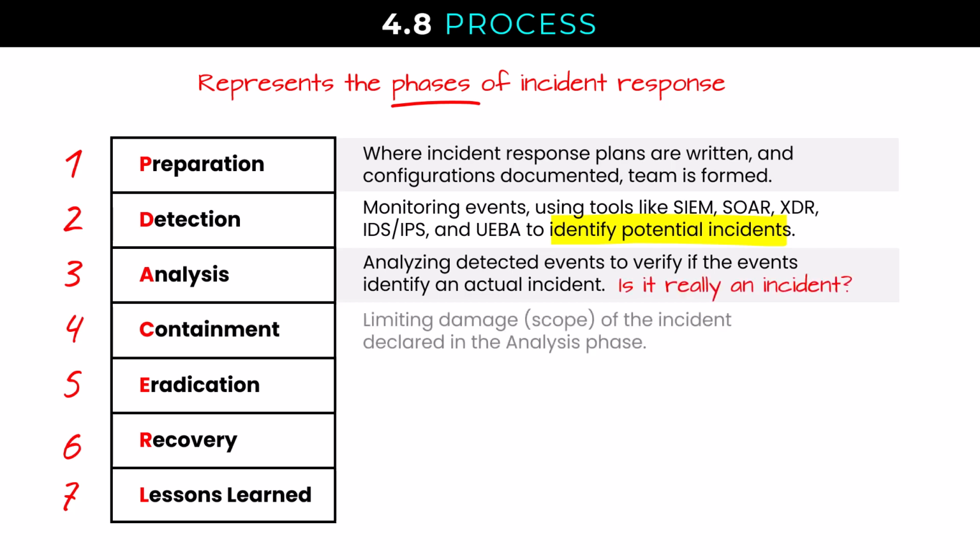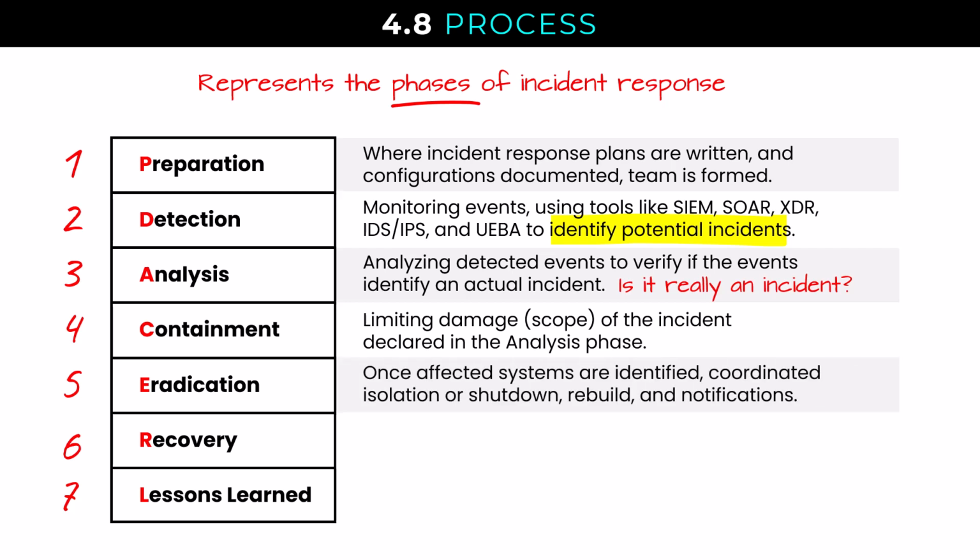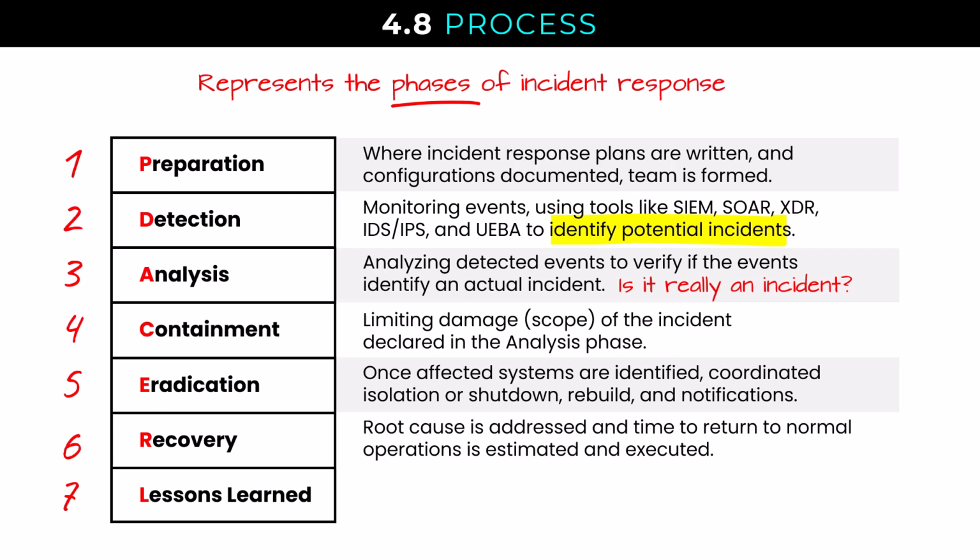In phase 4, containment, we are limiting the damage. We're reducing the scope of the incident declared in the analysis phase. Key point there, it's really in analysis that we declare, yes, this is an incident. And then eradication, once the affected systems are identified, we have coordinated isolation or shutdown, rebuild, and the notifications around that to make sure we do it in the most non-disruptive way possible. Then in recovery, root cause is addressed, and it's time to return to normal operations. We are returning the environment to its normal state.